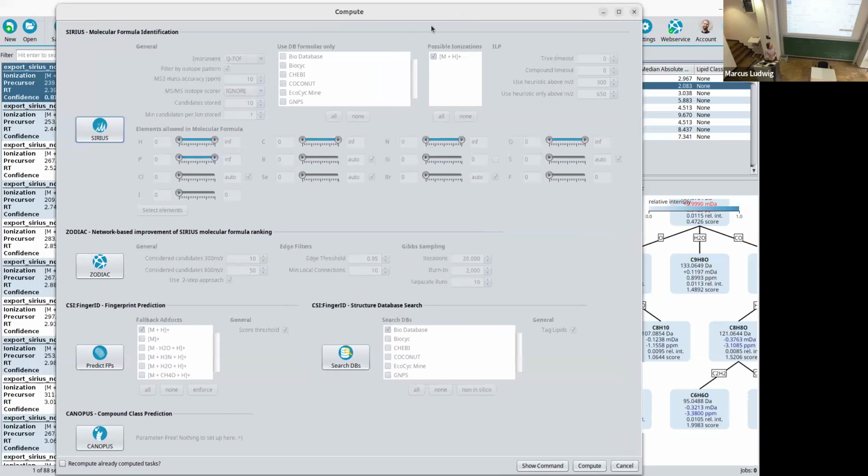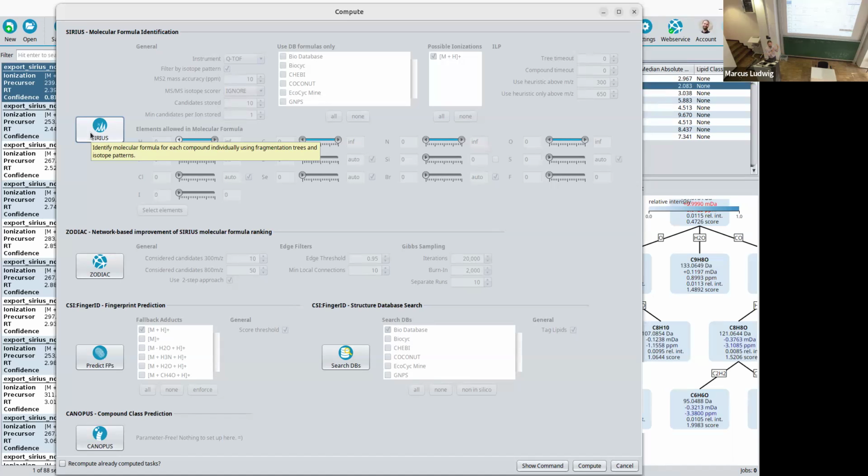And what changes in here is you have now another method called Zodiac, which is basically an addition to molecular formula annotation with Sirius. So Sirius performs molecular formula annotation for one feature separately, and it has a good annotation rate for molecular formulas, but still it's not perfect. So we decided to develop Zodiac, which then basically optimizes molecular formula annotations on the whole data set.